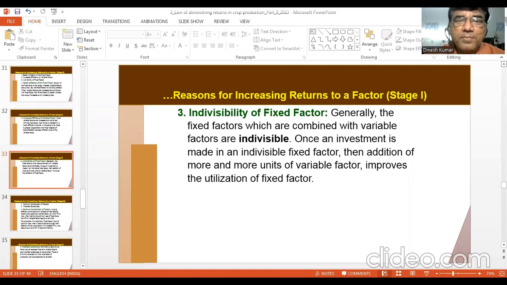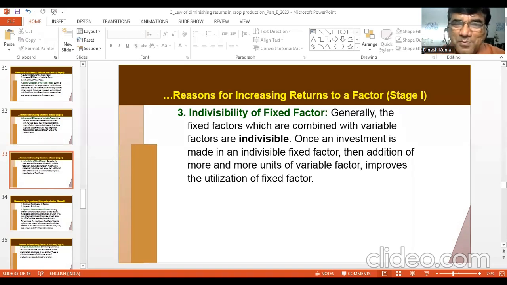So once an investment is made in an indivisible fixed factor, then addition of more and more units of variable factor improves the utilization of this factor, because you cannot divide. The whole unit will be operated by all the variable factors. They will work together in harmony. So this is also a factor.